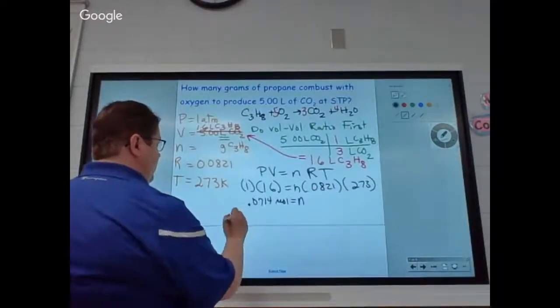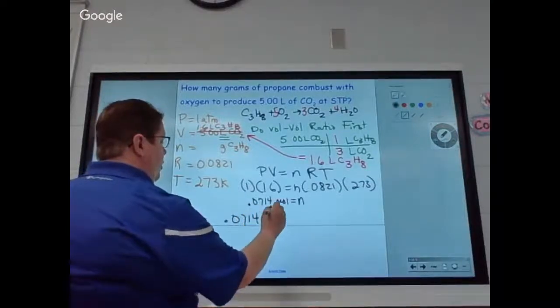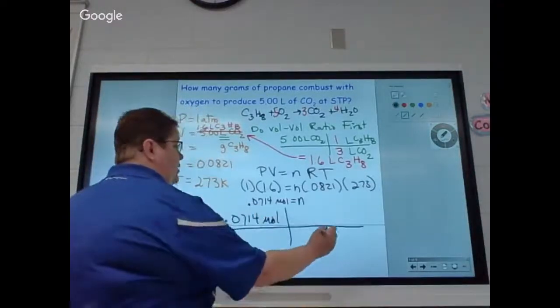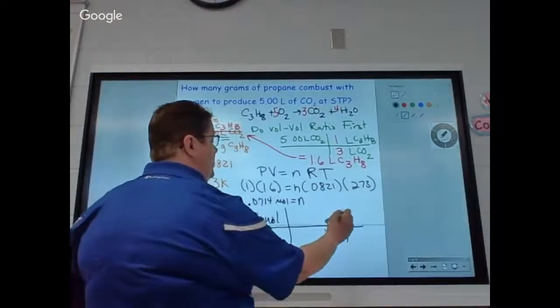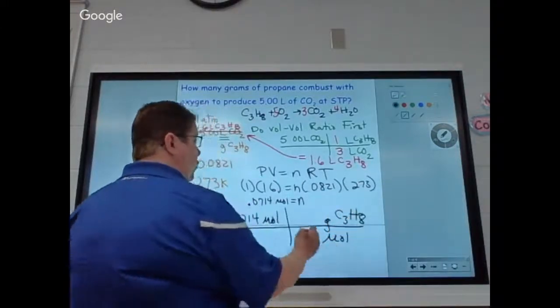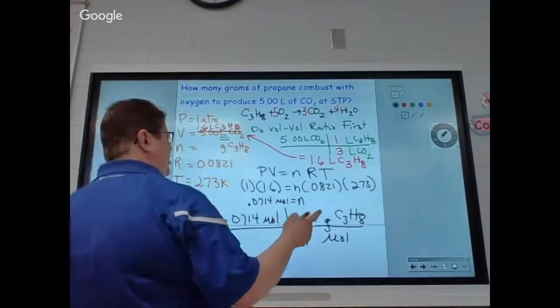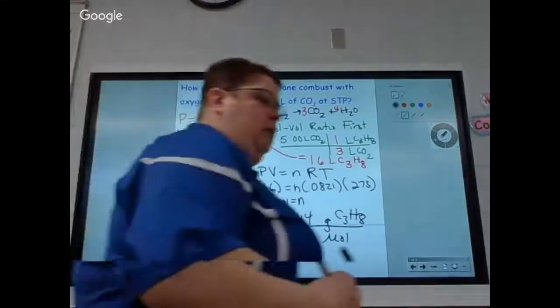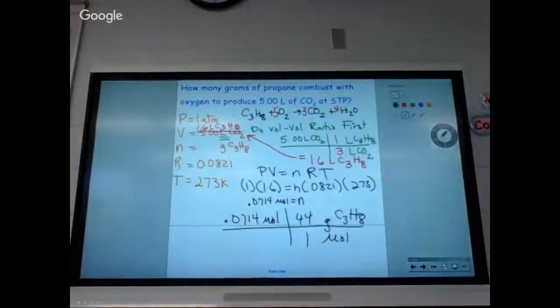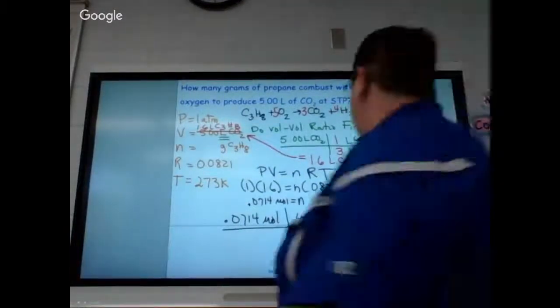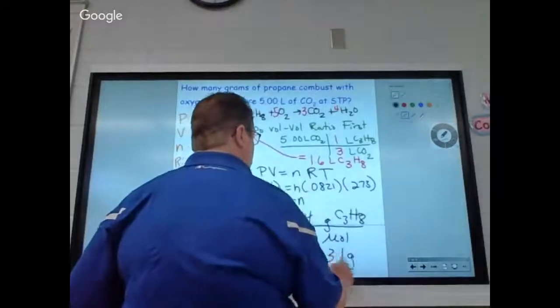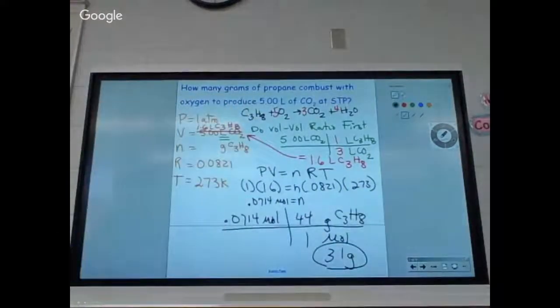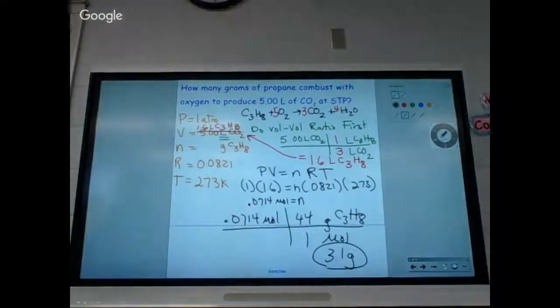So 0.0714 moles of propane. So I just have to go moles to grams of propane. So 1, and then propane's mass is 44. Multiply by 44. So times 44 would be 3.1. Like that. Does that make sense on how the difference would work? Yeah. Okay. You think y'all could try one and see how far you can get?